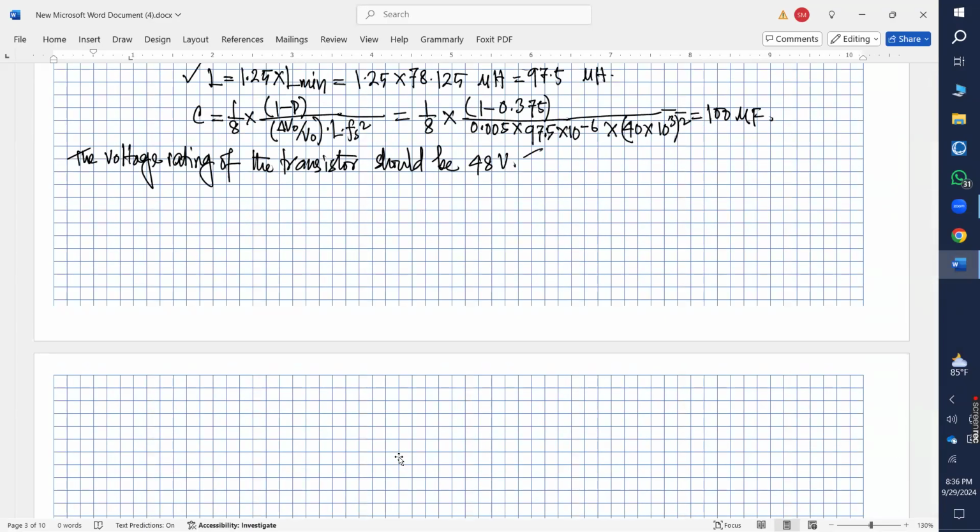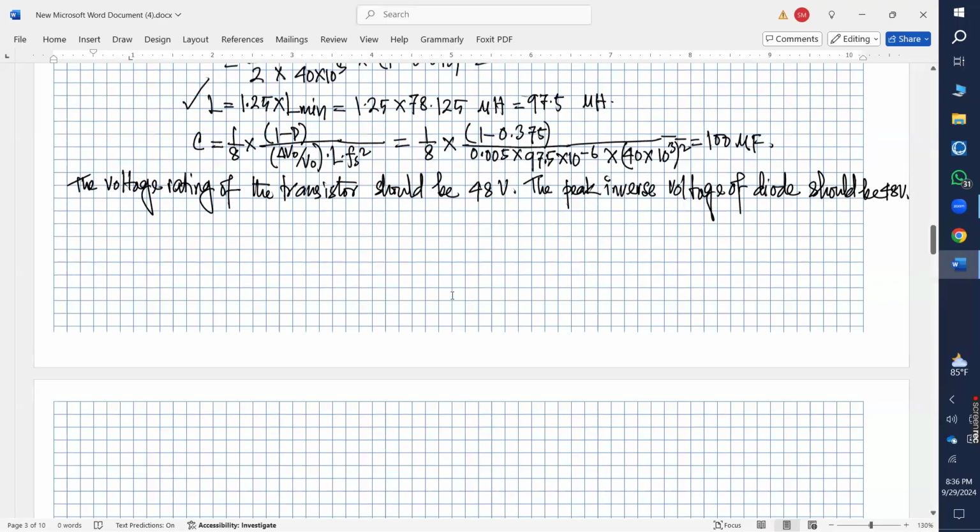So the peak inverse voltage of the diode should be what? 48 volt also, right?